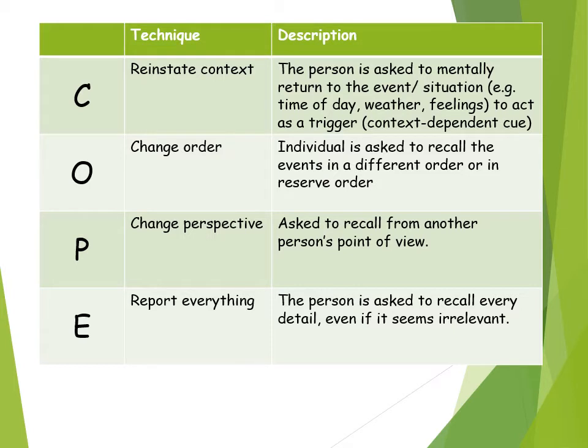So C is context, reinstate context. So the person is asked to mentally return to the event or the situation that they were in when they witnessed a crime, and it is hoped that that will act as a trigger. So they're asked to take themselves back to the time of day, what the weather was like, what they could smell, how they felt, what was going on around them, and it's hoped that they will act as hooks and cues to access the information.